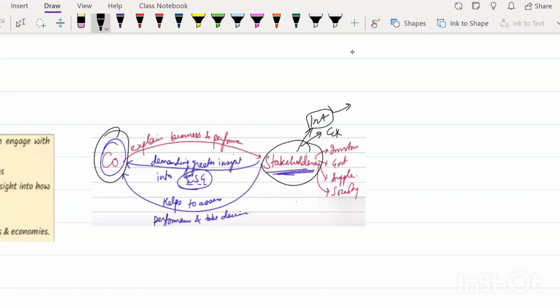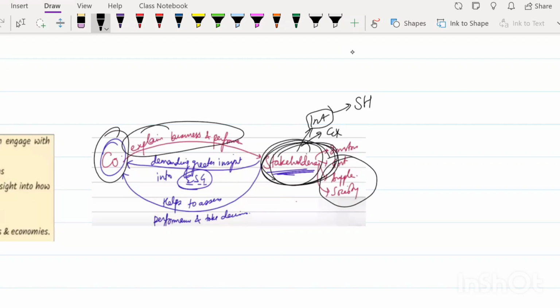Who are the internal stakeholders? Shareholders are known as the internal stakeholders, whereas external stakeholders are people like government, suppliers, society, and all of those people. So the company has to explain the business performance to its stakeholders, because stakeholders are the people who need to know it, right?